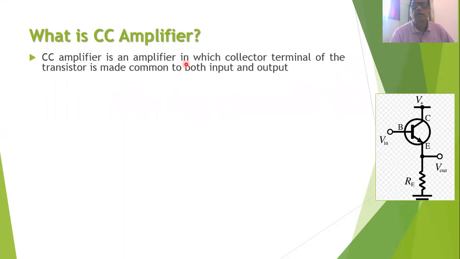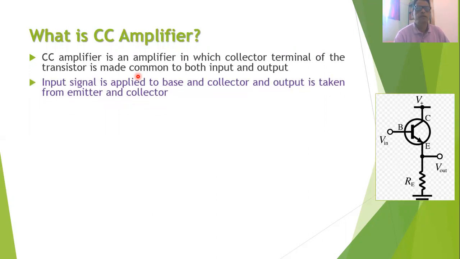When the collector terminal of the transistor is made common to both input and output, then such an amplifier is called a common collector amplifier or CC amplifier. In this amplifier, you will find that the input signal is applied to the base and collector, and the output is taken from the emitter and collector. So as shown in this diagram, the input voltage Vin is applied to the base and the output is taken from the emitter.